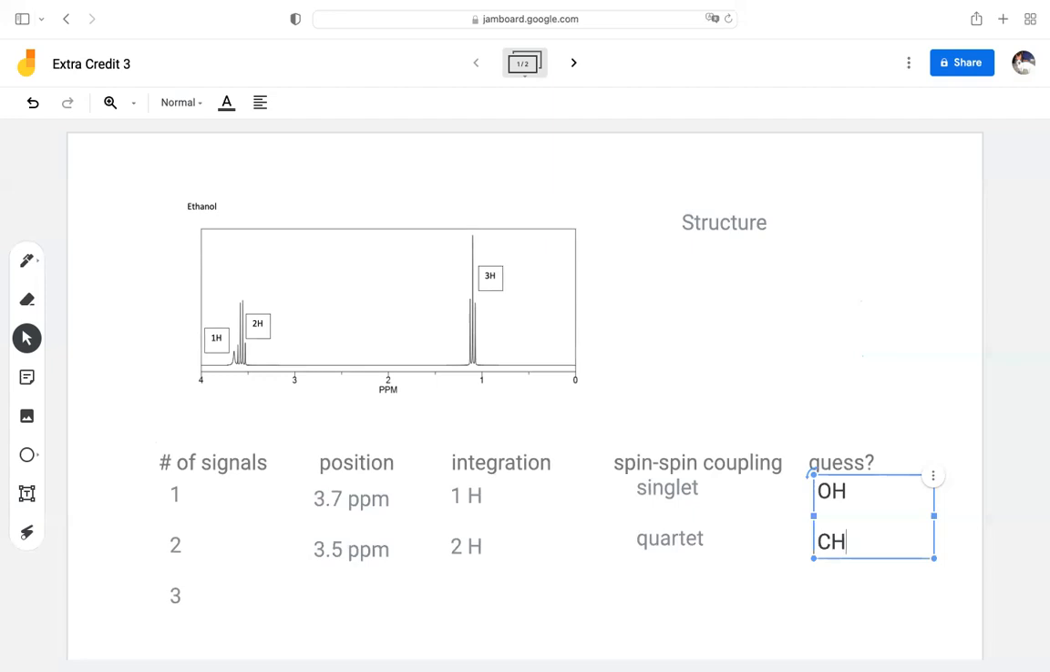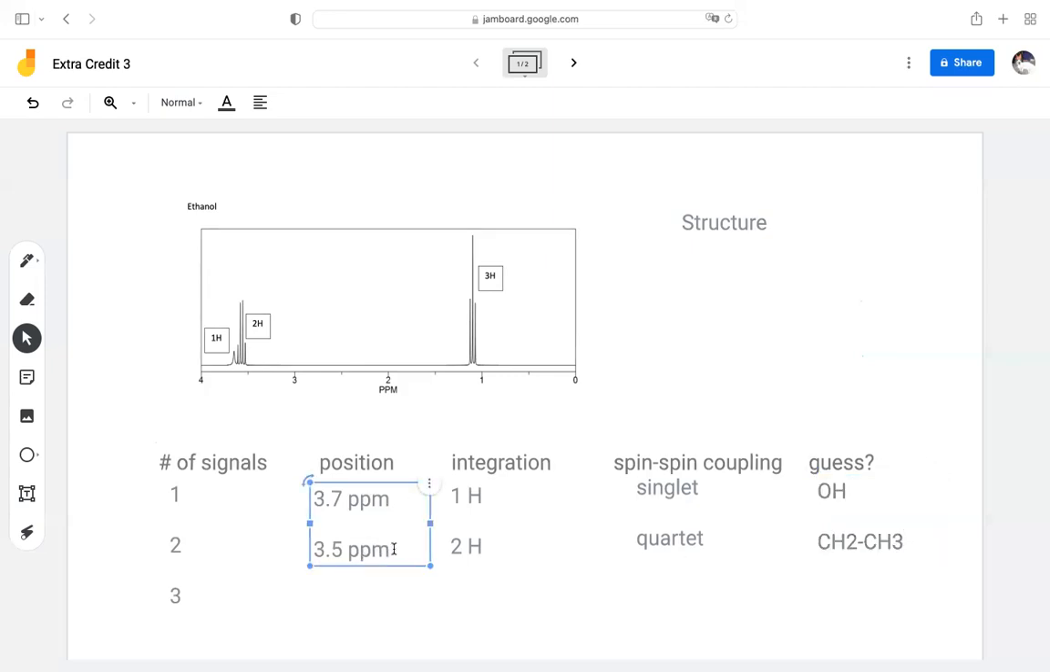So we know that it must be a CH2 next to a CH3. And how I would know there's no other neighbors on the other side of the CH2 is that it is very close to the downfield area of the alcohol group, and the CH2 is going to be directly attached to the oxygen, so there are going to be no neighbors on the other side of the CH2.